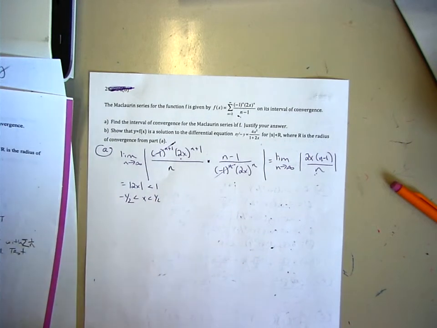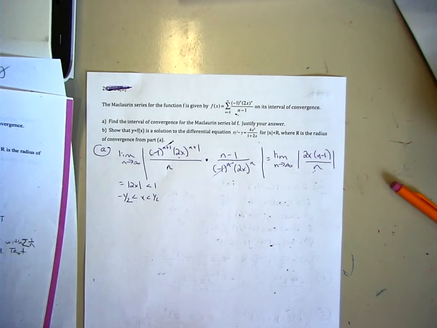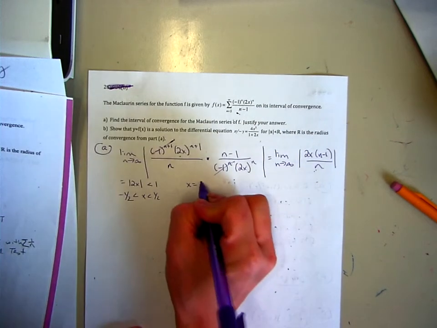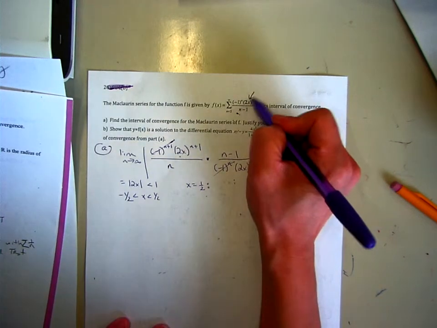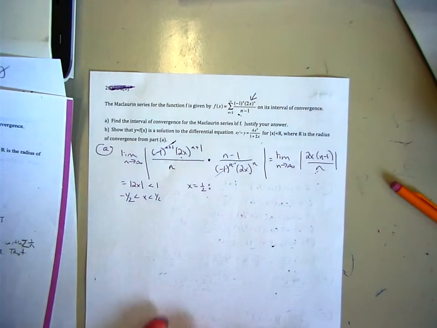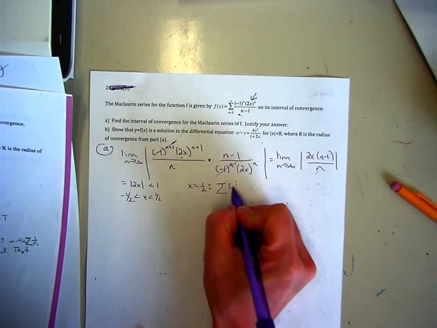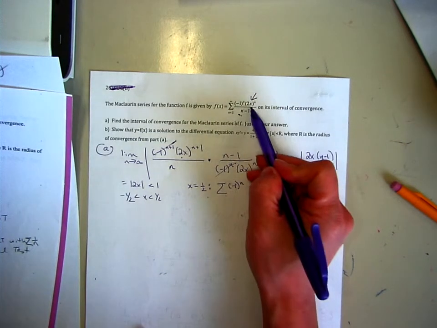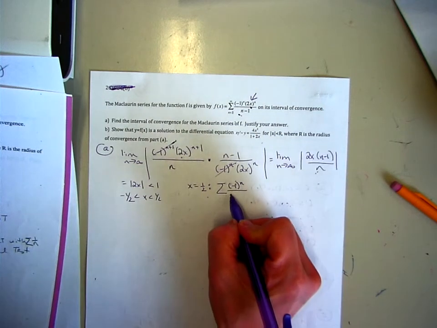Now they are asking for the interval of convergence, so you must check your endpoints. So I'm going to start with x equals 1/2. I'm going to take that x value and plug it back into the original sigma. I want to know what happens when x is exactly 1/2. When I do that, what happens to the sigma is 2 times 1/2 is 1. 1 to the n is always 1, so I don't even need to write that. I end up with this.